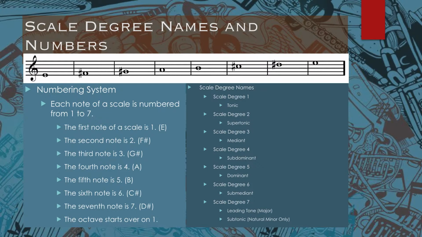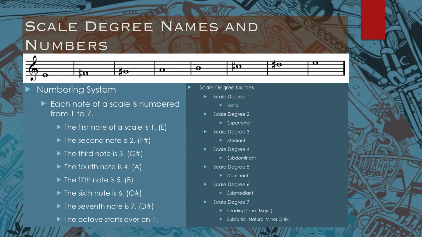We also can identify each scale degree by a name. In a major key signature, the first scale degree is referred to as the tonic. This is a very important scale degree to memorize. The first scale degree and the fifth are actually probably two of the most important scale degrees that you will learn. So in the key of E, the first scale degree is the tonic, and the note E. The fifth scale degree is the dominant, or the note B.